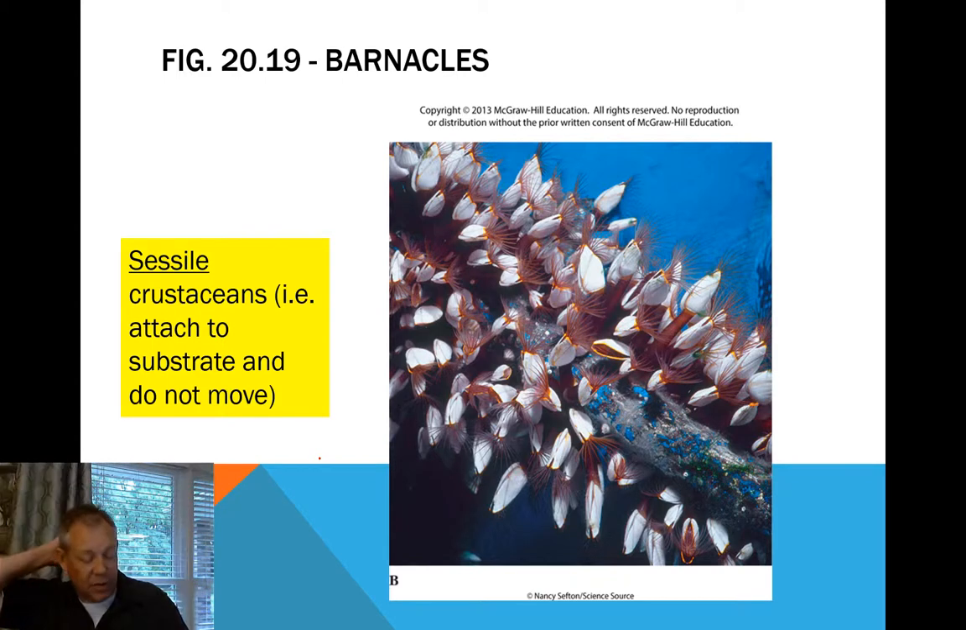Another interesting type of crustacean, the barnacle, these are sessile. So these don't move. They attach to ships, or they attach to whales, or they attach to things and just sit there. And at first glance, you might think it'd be something like a coral or some of these other more sessile animals that we've looked at. But no, they're a crustacean.